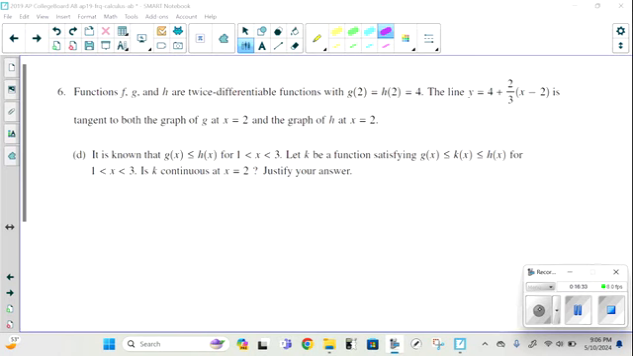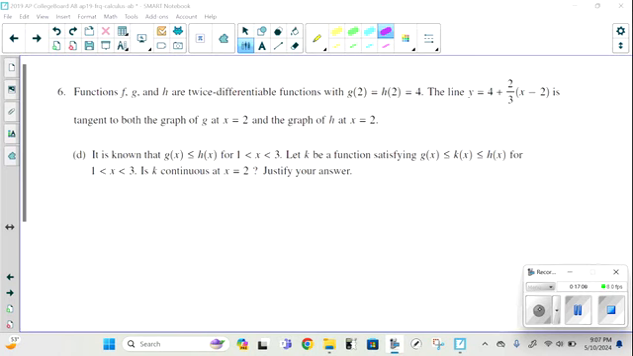All right. 6D says, it is known that g of x is less than or equal to h of x, where x is in between 1 and 3. Let k be a function satisfying that k of x is in between g of x and h of x inclusively for the values of x between 1 and 3. Is k continuous at x equals 2? Justify your answer. All right?